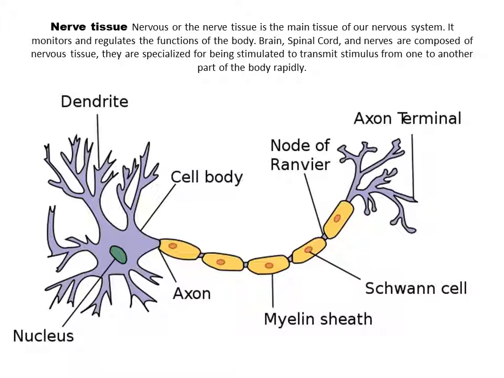Cyton has a nucleus in it. Then a long stem-like projection is coming out, which is called axon. Axon is covered with a myelin sheath, and inside this myelin sheath you can find Schwann cells, and in between, where this myelin sheath is not deposited, that is referred to as nodes of Ranvier. And the axon is terminating at a point, and that point is regarded as axon terminal.